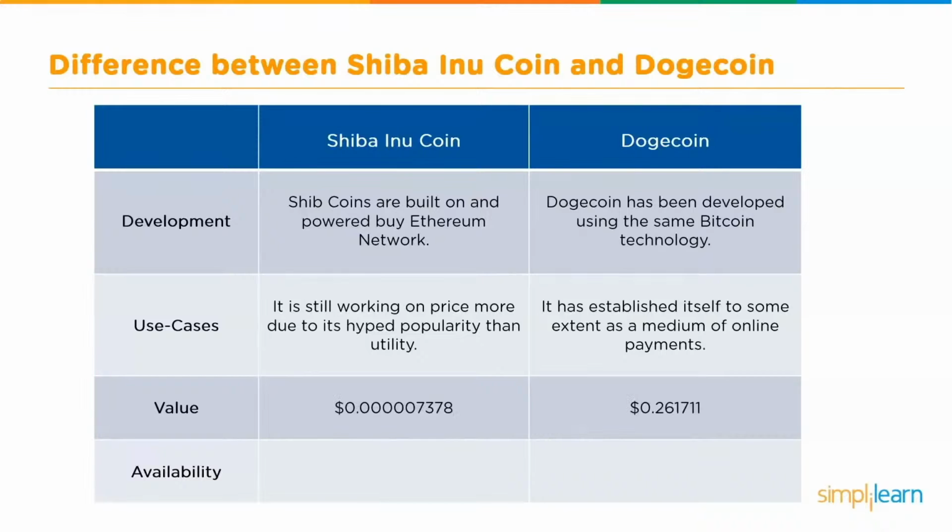Then is value. According to CoinMarketCap, the current value of Shiba Inu coin is $0.000007378 and that of Dogecoin is $0.261711. And at last, availability. The availability of Shiba Inu coin till today is 394 million and for Dogecoin it is 130 billion.